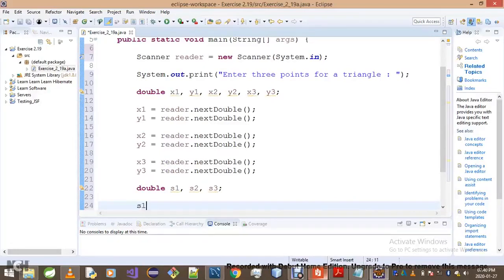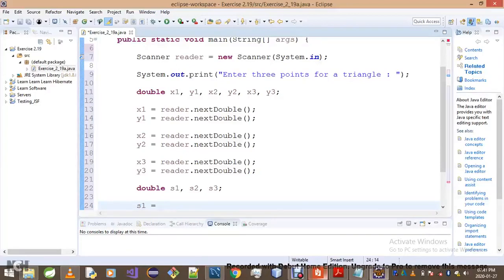So S1 is actually equal to the distance between 2 points. You can pick whichever 2 points you like, but in this case for S1 I'll pick point 1, which is x1 y1, and point 2, which is x2 y2. Those are the coordinates of the second point, x2, y2, and the coordinates of the first point is x1, y1.